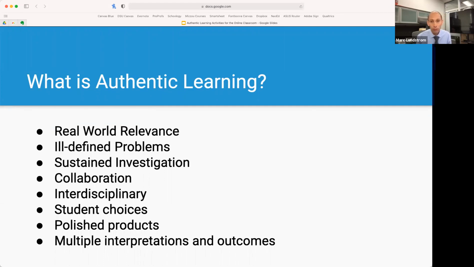Student choices. Well, to our consternation, we had the opportunity to choose a project and find a project. But that's also important. It empowers students to get through the project and be engaged. Polished product. Well, 20 years ago, that was a polished product from our perspective. Nowadays, not so polished, but at the time, that was what we created.